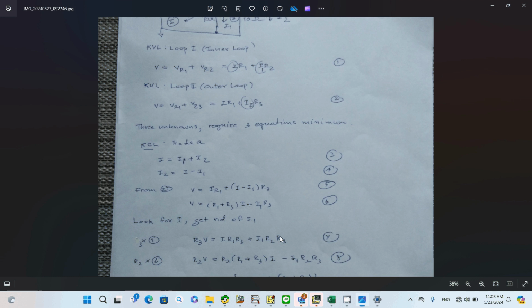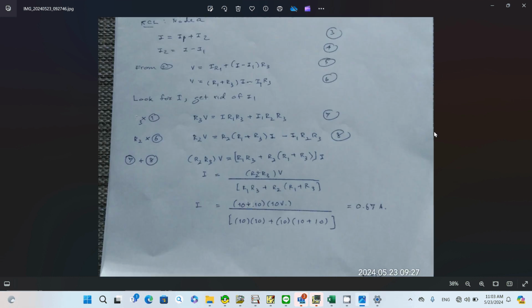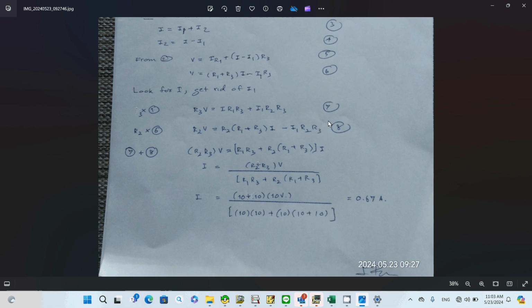Okay, just about the math. Then you end up with equation 7 and equation 8. If you add the two equations together, you can get rid of I1 because they have the same coefficient, and then you end up with this equation. You can work this out by yourself. Simply plug in R1, R2, and R3, they're all equal to 10 ohms, and that gives you the current I equal to 0.767 amps.